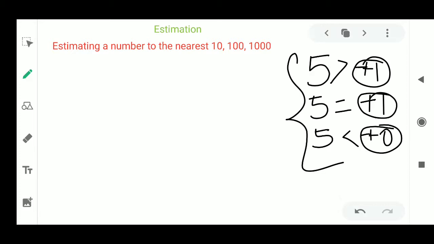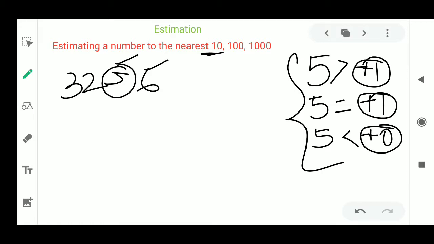Suppose I take a number like 3256, and I have to round it up to the nearest 10. We can do nearest 10, nearest 100, nearest 1000. So we want to do nearest 10. Ones, tens. So where is the tens? Here is the tens, and your counting is over here. So put one arrow there. Next, circle it, and just after the circle you see what is there: 6. In this table you have to check whether it is greater than 5, less than 5, or equal to 5. Obviously 6 is greater than 5.